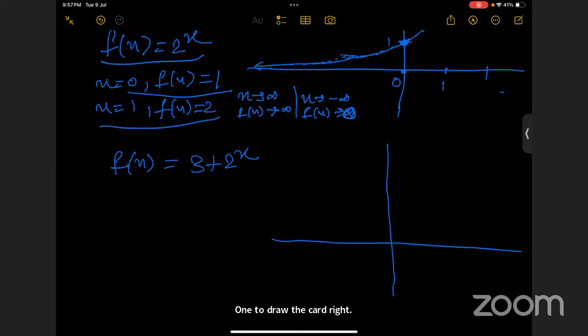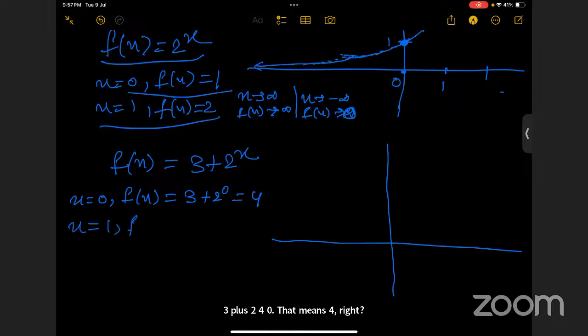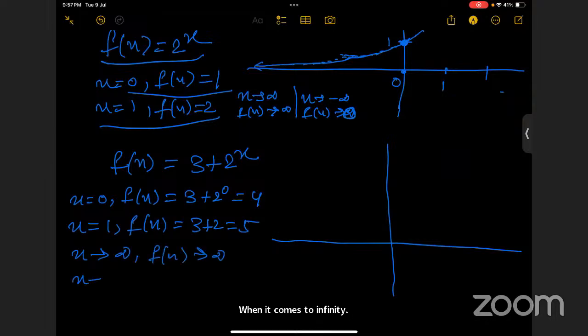We can check from this behavior: when x equals to 0, f of x equals 3 plus 2 power 0, that means 4, right? When x equals to 1, f of x equals 3 plus 2, which is 5. When x tends to infinity, f of x tends to infinity. When x tends to minus infinity, f of x tends to 3.